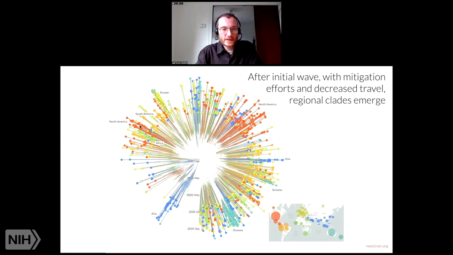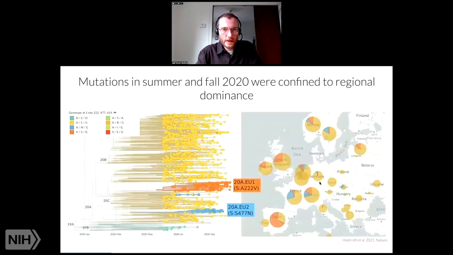So after this initial wave with D614G, we had this really heavy mitigation in spring and summer 2020. This results in all of these individual lineages that aren't mixing so well. And so we have these clades or lineages that are largely disjoint throughout the world. And then we see the first variants emerging at this point, but they're not so interesting. We have a spike mutation having 222V and a spike mutation having 477N. Due to this strong mitigation, these early variants don't really go very far. They're confined to local regional dominance within Europe or within different geographies.